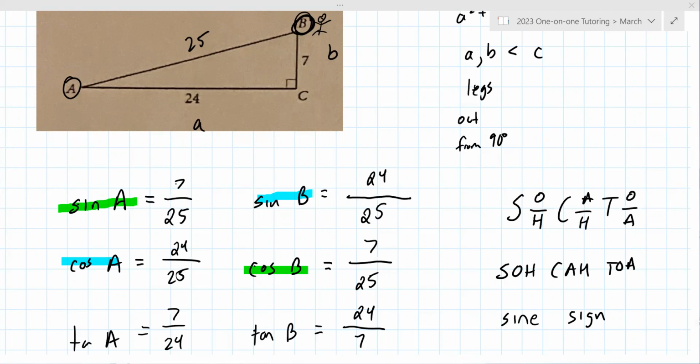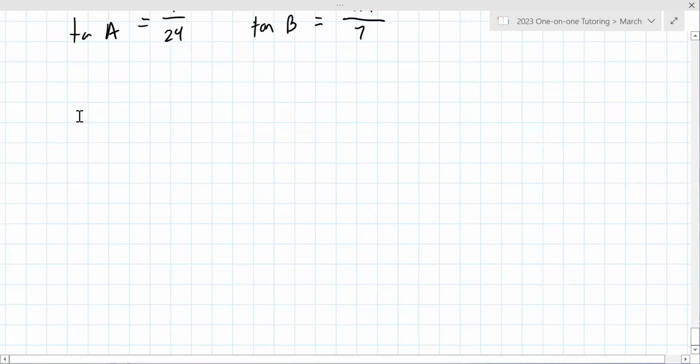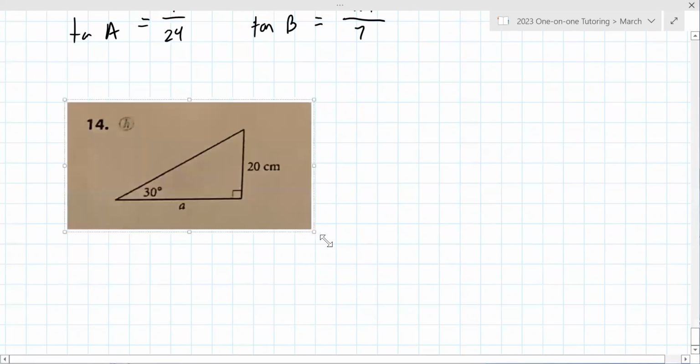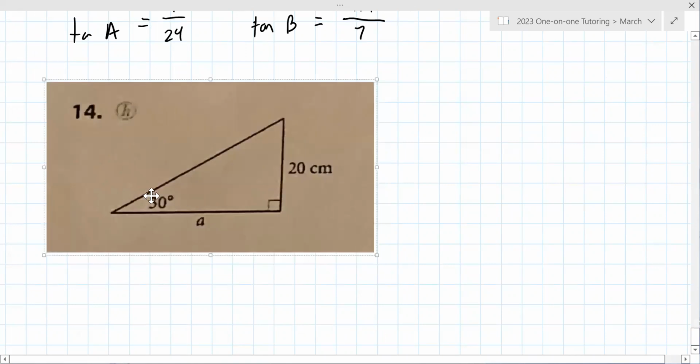All right, we'll go to 14. So in 14, you're given an angle. Relative to that angle, what is 20 and what is A? Your answers are opposite, adjacent, hypotenuse. Which is which? You're looking from the 30 degrees. That's right. A would be adjacent and 20 would be opposite. So which trig function uses opposite and adjacent?